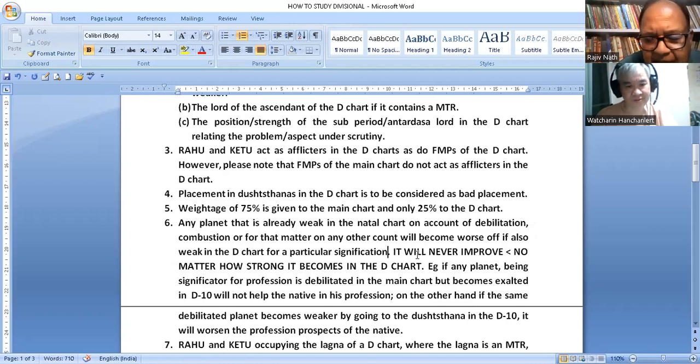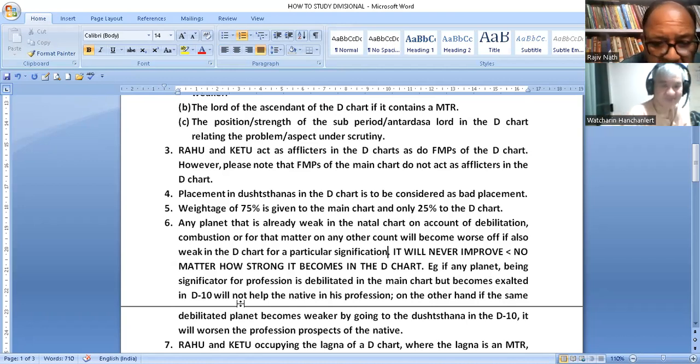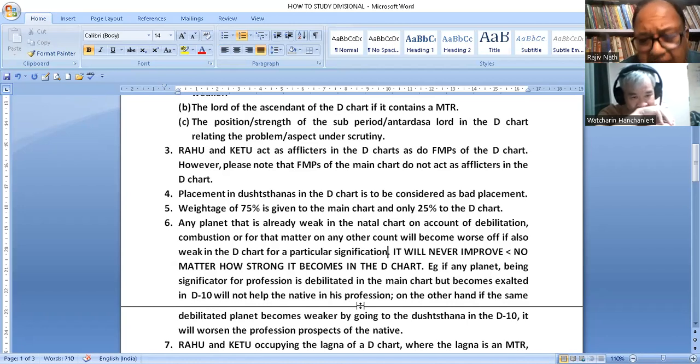It will never improve, I have written in capitals. No matter how strong it becomes in the D chart, it can never improve. For example, if any planet being significator for profession, that is mainly 10th house, second house, is debilitated in the main chart, that means already weak, but becomes exalted in D10, we see D10 for profession, it will not help the native in his profession.